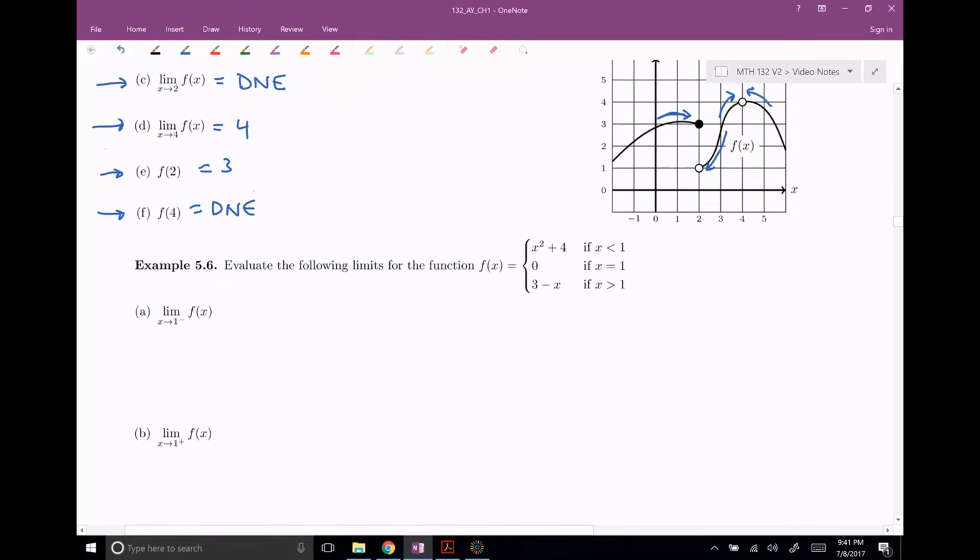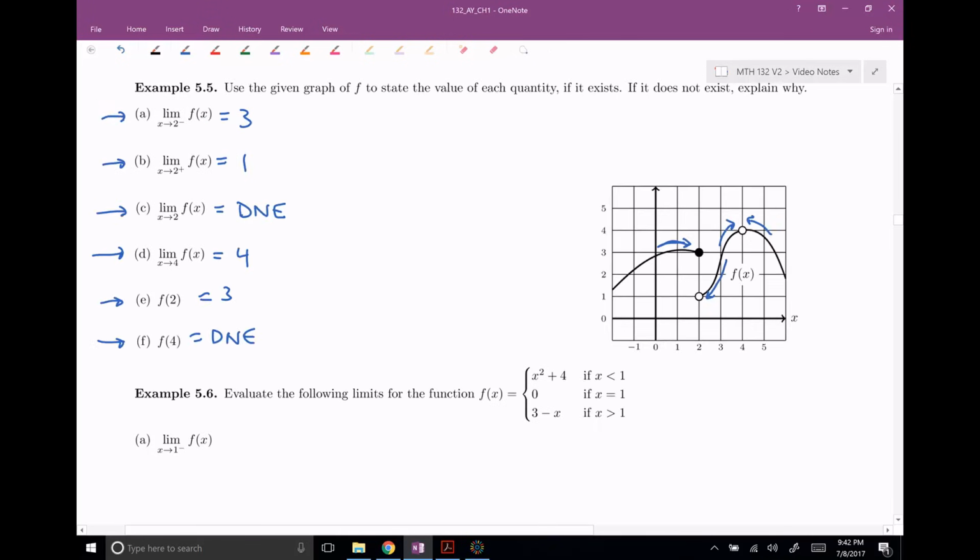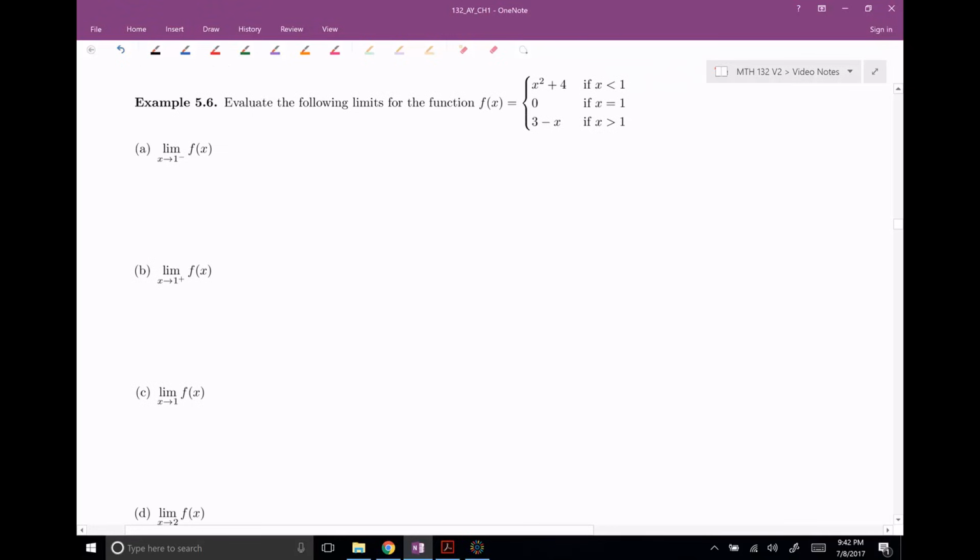So here we just have an equation, a piecewise defined equation. It behaves differently depending on its interval. So if x is less than 1, it behaves a certain way. If x is equal to 1, it behaves a certain way. If x is greater than 1, it behaves a certain way. Because this first video is taking a graphical approach, the claim is we should be able to take this equation and turn it into a graph. And once we have a graph, then we can use the same technique as we did up here. So let me go ahead and turn this into a graph.